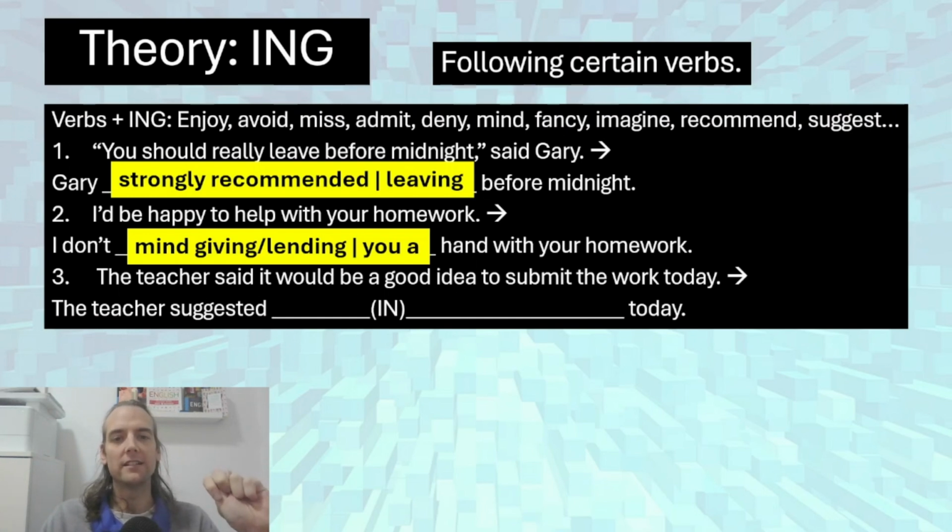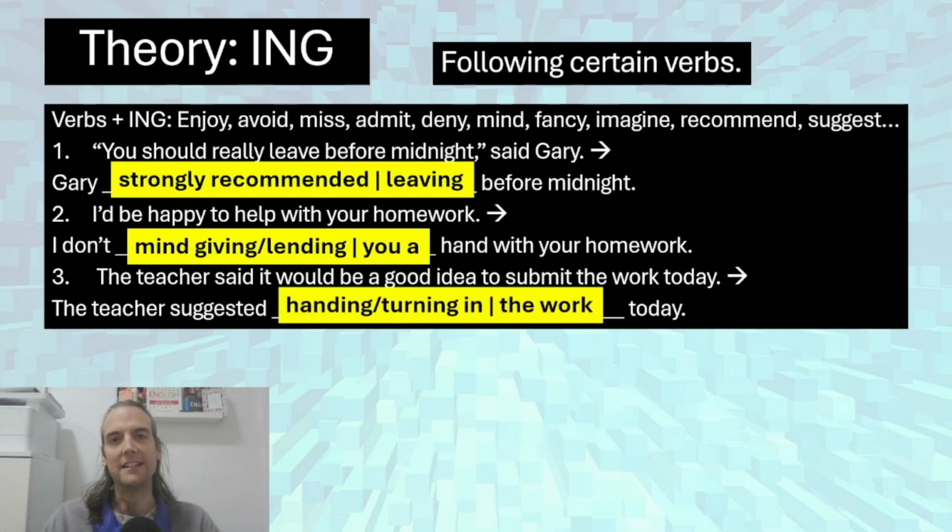And number 3, submitting work, suggesting, where you suggest doing something, because again, suggest is like recommend, is followed by ing. Suggested turning or handing in the work. To submit is to hand in or turn in. The clue was "in", you needed to submit it, we need an ing. So there we go, that's our theory for ing with the verbs.